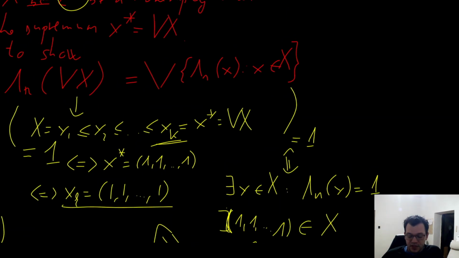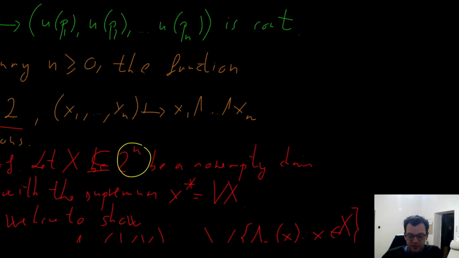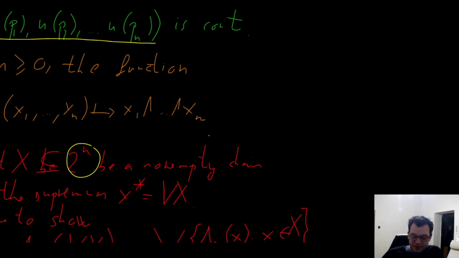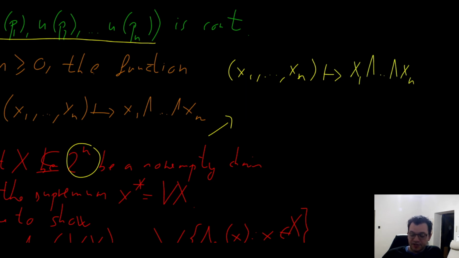Cool. Now, where are we? Now we are there. This function, taking a u and computing the vector of these values, is continuous. And from this, I can deduce that the map from x1, xn to the conjunction is also continuous.